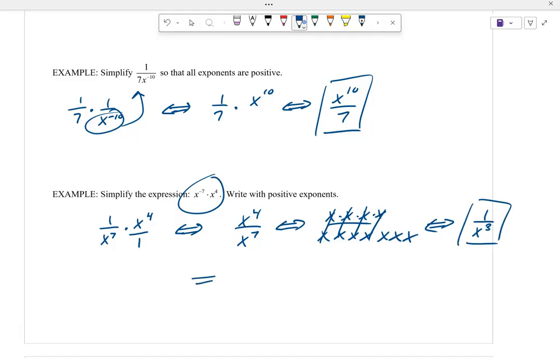Or if you want to do it this way, you can just subtract that. That would give you 4 minus 7, so you subtract those exponents, you've got the same base there. So it'll become x to the negative 3, which is the same as 1 over x to the 3. Either way, however you want to think about that, just make sure you do it correct mathematically.